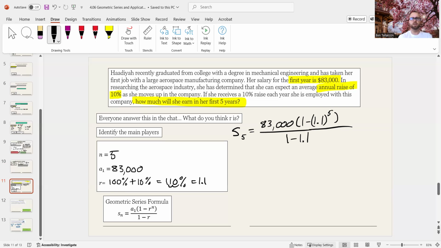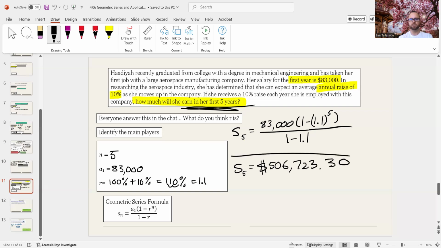Double check as I am. Does it look good? I hope so. So let's see. We're talking about money. This could be exciting. How much money will she make in her first 5 years? $506,723.30. Not bad, not bad. She's not a millionaire, but she's doing all right.